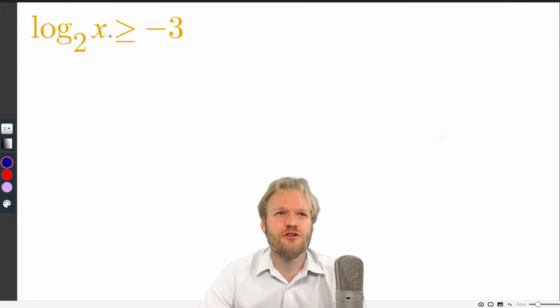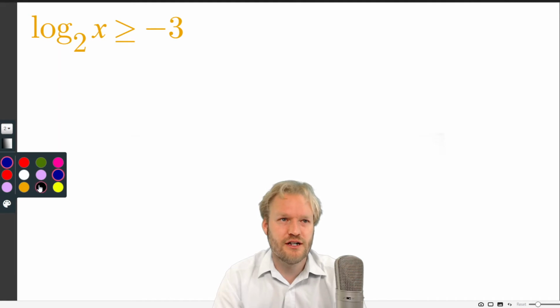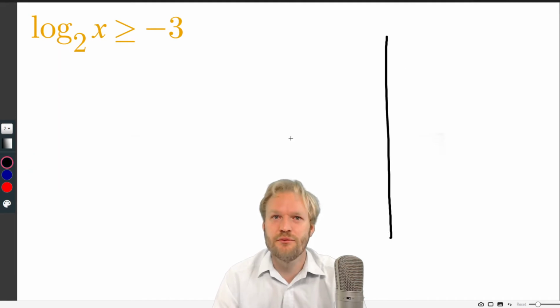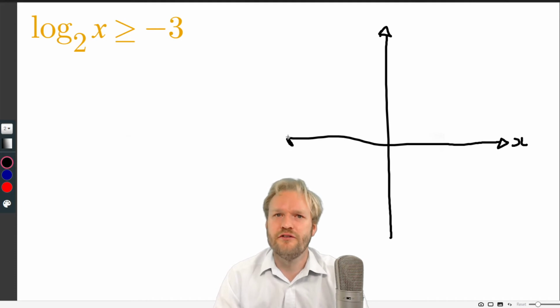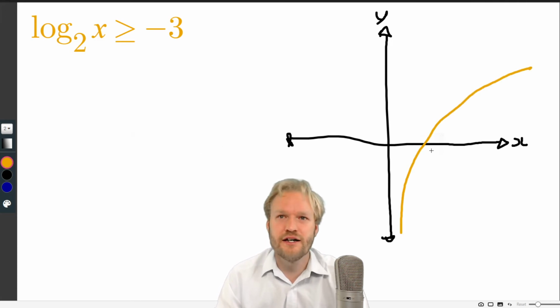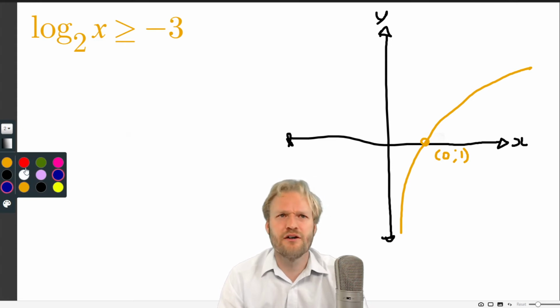Okay, let's go for another one. Log base 2 of x is greater than or equal to negative 3. Okay, same graph, so jot it down. I'm going to jot it down, and you can jot. It's the same one we had before. I just wanted it on a separate set of axes so that we don't confuse ourselves. So here we said the graph looks like that. We know this point here is (1, 0). We now are looking, when is this greater than or equal to negative 3?